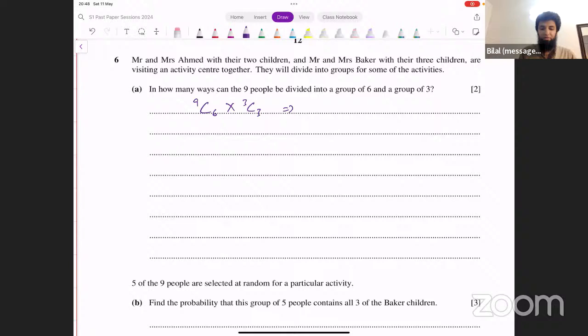You can also do the other way around. You can say select 3 people out of 9 for one group, and then 6 out of 6 for the other group. Both of them should give you the same result. Okay, you can use any of them. Let's see what this is. 9C6 multiplied by 3C3, that's going to be 1. That's 84. Okay, that's the first part, fairly straightforward.